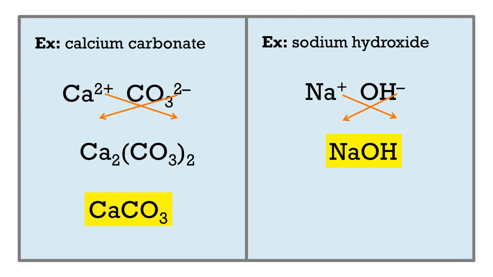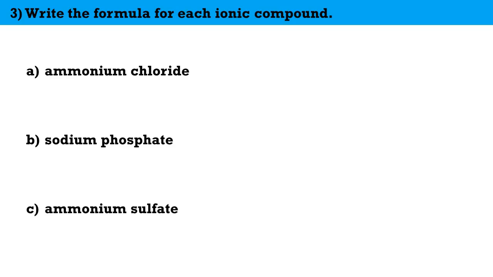Here, ang ratio ng subscripts ay 1:1. This is already the smallest whole number ratio, so this is the correct chemical formula. Now let's answer problem number 3. Write the formula for each ionic compound.